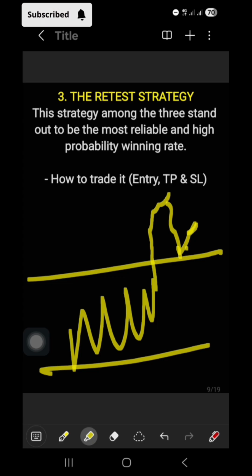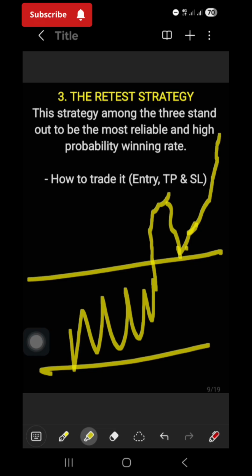See the price turning back up, then I will enter. This one has a higher chance of winning because it's going to go far higher than the one that just touches or the one that just breaks out. So among the three, this is the most reliable and has the highest probability of winning. So please go and watch that video. It's going to explain it to you better. I'm not going to explain much because of time.